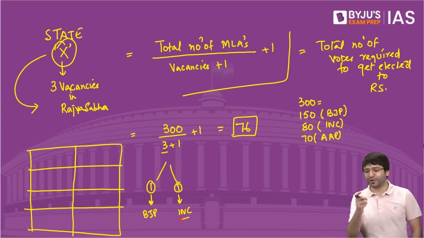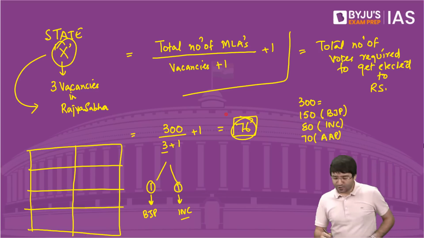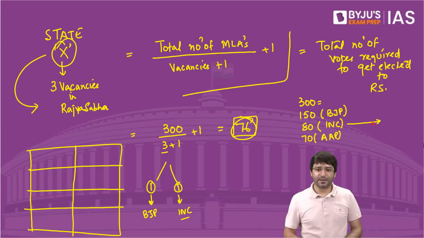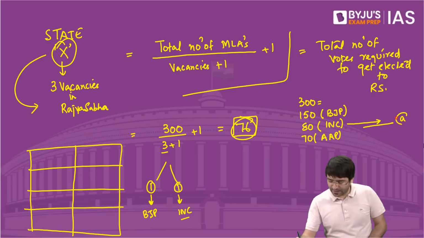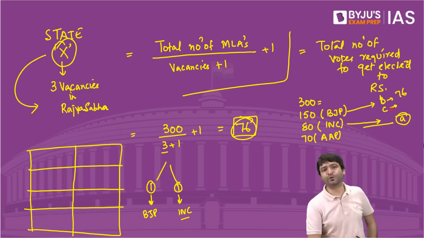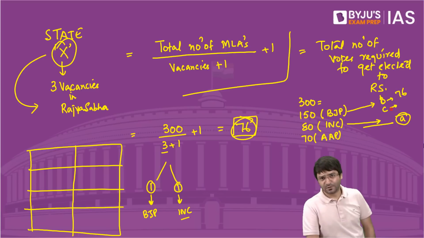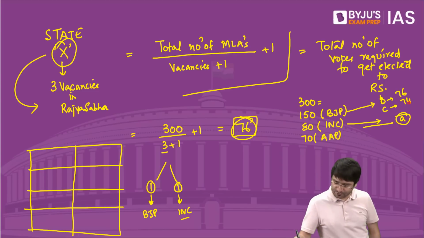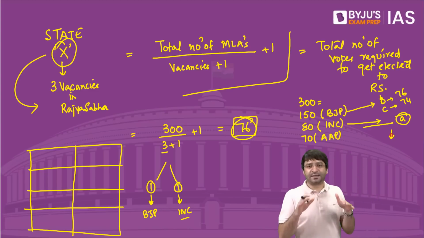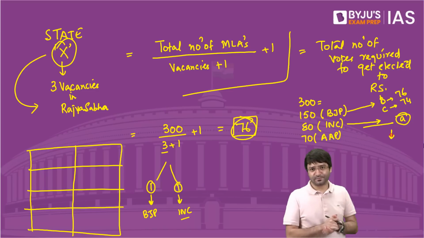Because how many votes do you need? 76. So all these 80 MPs of Congress, 76 of them, they will give preference to A. Out of these 150 MPs from BJP, 76 of them will vote for B. They have another candidate C, and the remaining will vote for this candidate C. What is the remaining number now? 74.